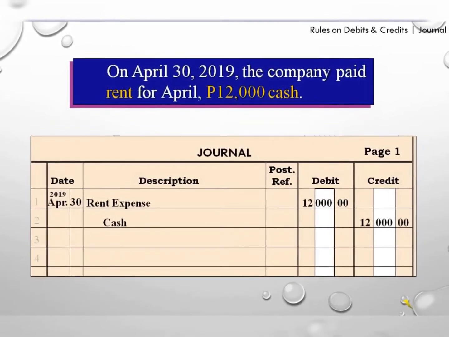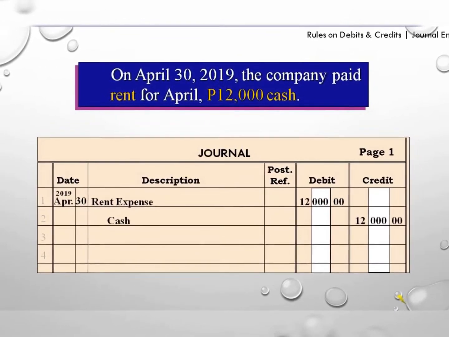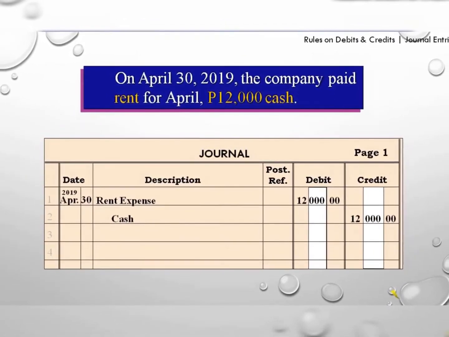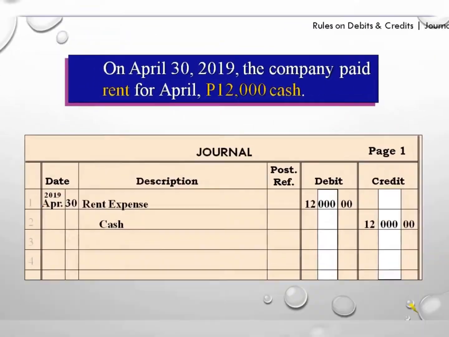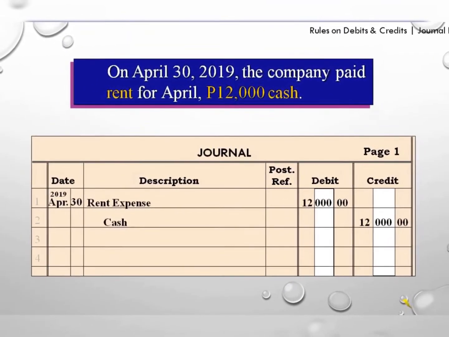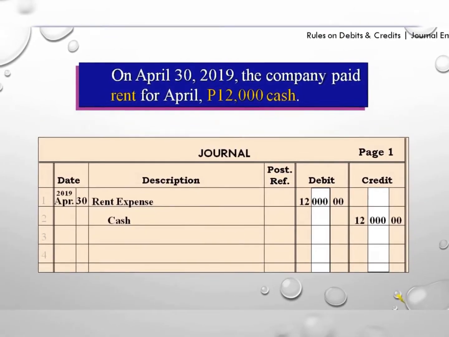For example, on April 30, 2019, the company paid rent for April, $12,000 in cash. Journal entries: rent expense debited, cash credited.